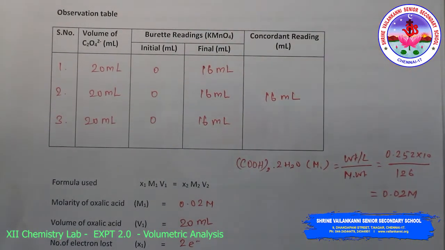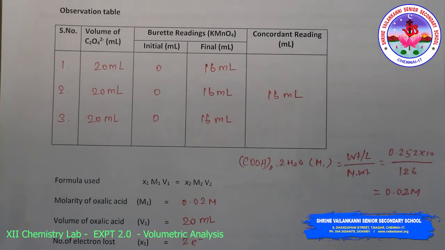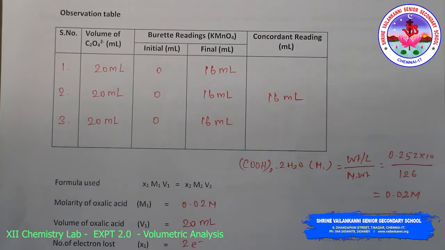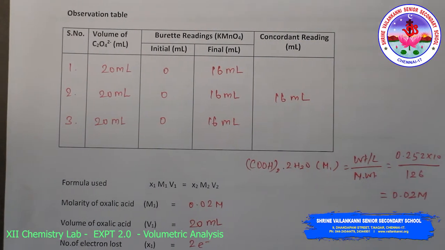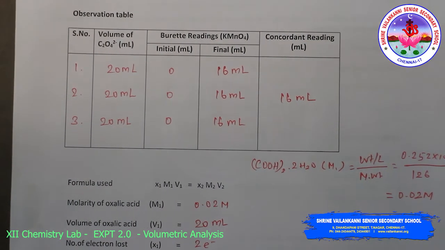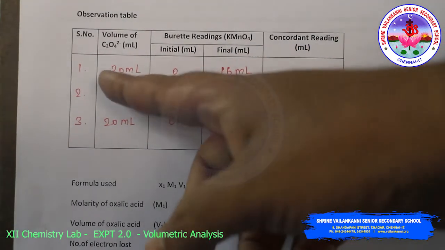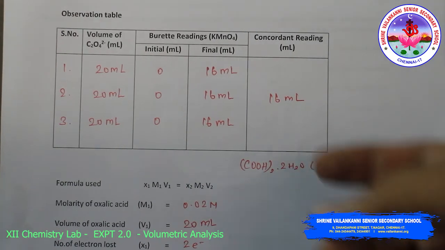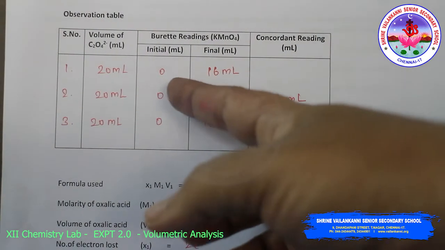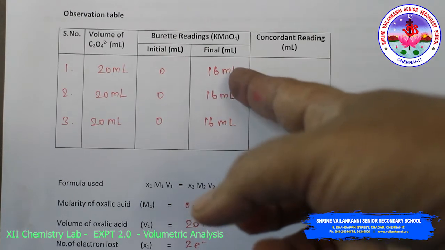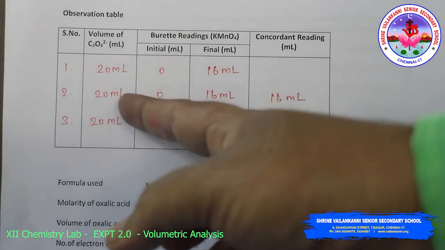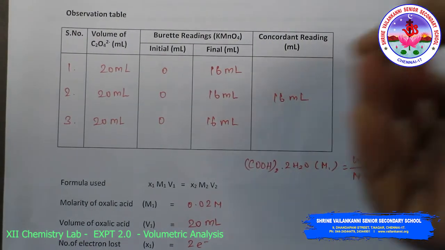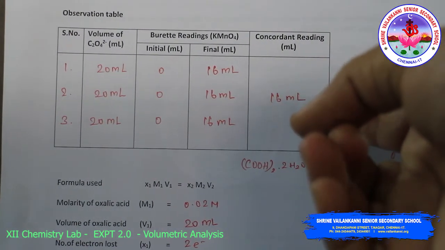Now look at the calculation part. First, the experiment-wise, already I did 2 times. So I get a concordant value, again I got 16 ml. Look at this, the first experiment, volume of oxalic acid is 20 ml, burette readings, that is potassium permanganate solution, initial 0, final, the first experiment end point is 16 ml, second experiment also 16 ml. You have to do 2 or 3 times. So 16 ml is a concordant value.